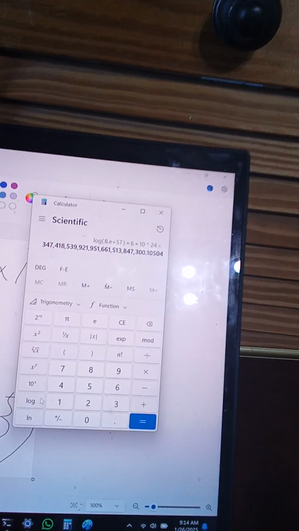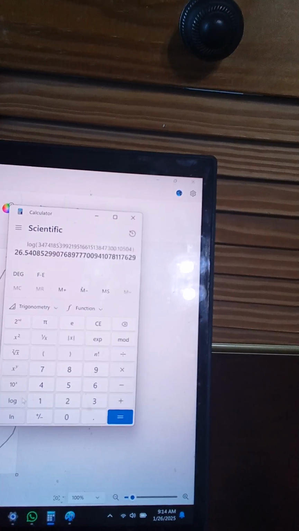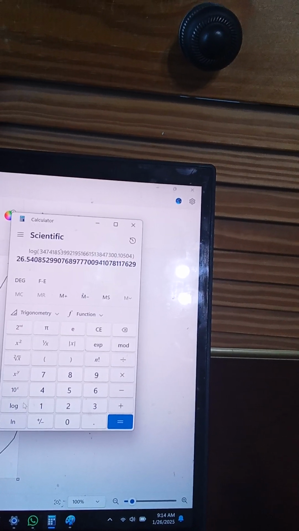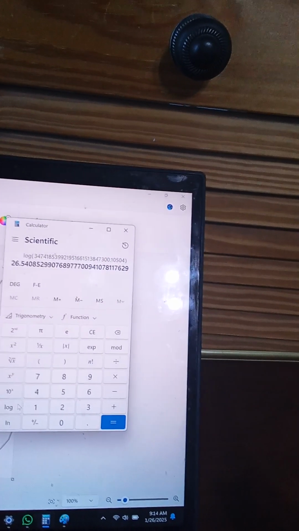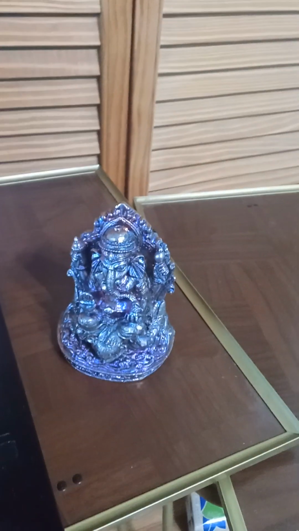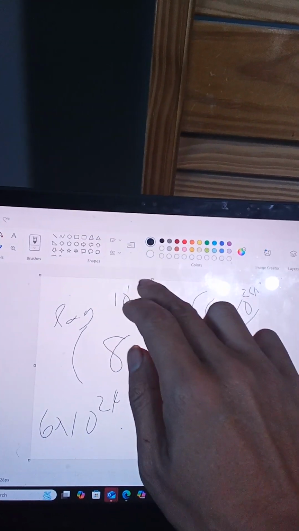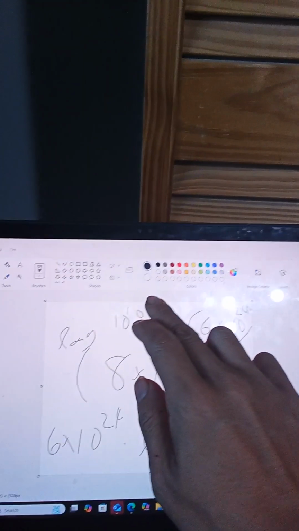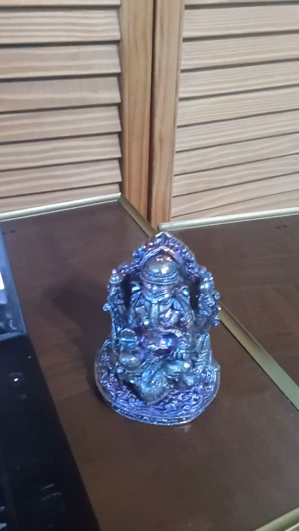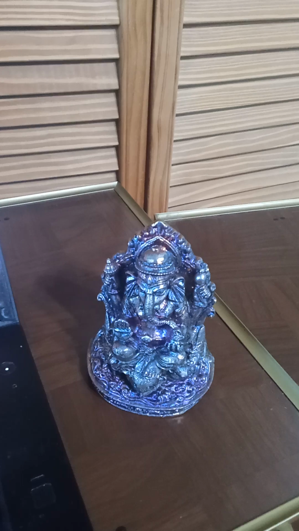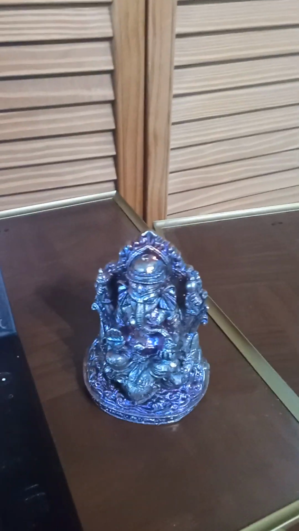How many digits is it? I guess we could take the log of this number to see how many digits. 26 digits. So almost a googolplex. So this is roughly 10 to the 10 to the 26, right? So not quite one in a googolplex, but getting up there. A lot less than one in a googol for sure, right?